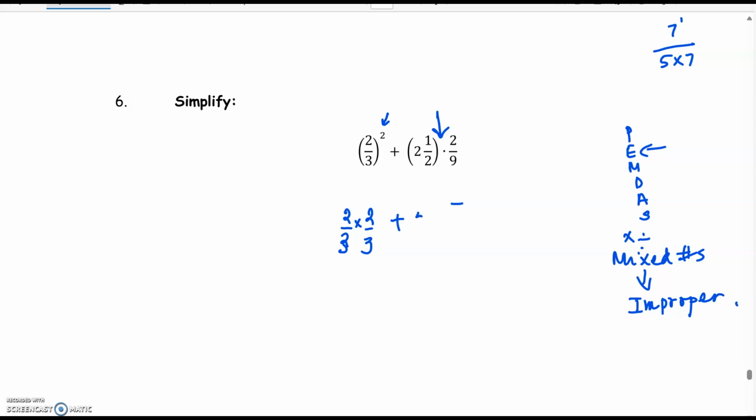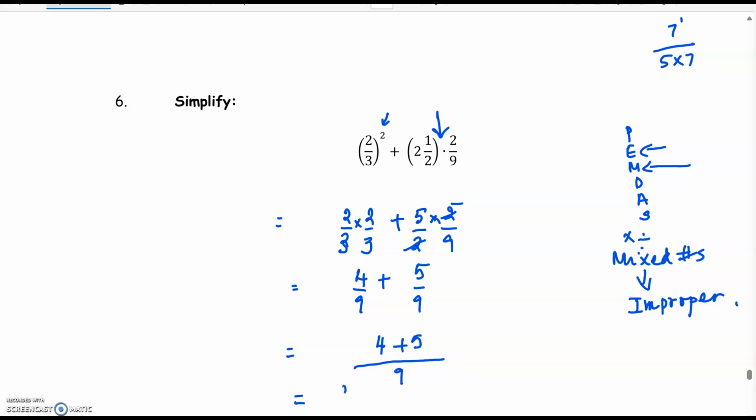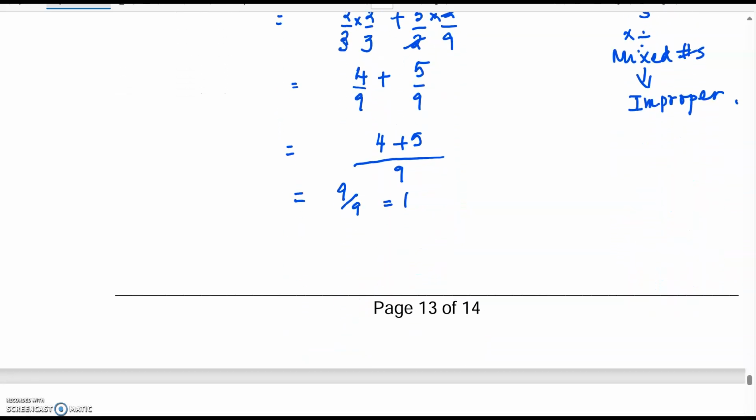So 2 times 2 is 4 plus 1, 5/2 times 2/9. Now multiplication before addition. So 2 times 2 is 4, nothing cancels, so we just multiply: 4/9 plus, we cancel the 2's, we're left with 5 in the numerator, 9 in the denominator. These are like fractions. The common denominator is 9, so we have 4 plus 5, which is equal to 9 over 9, and that's equal to a 1. It's completely simplified.